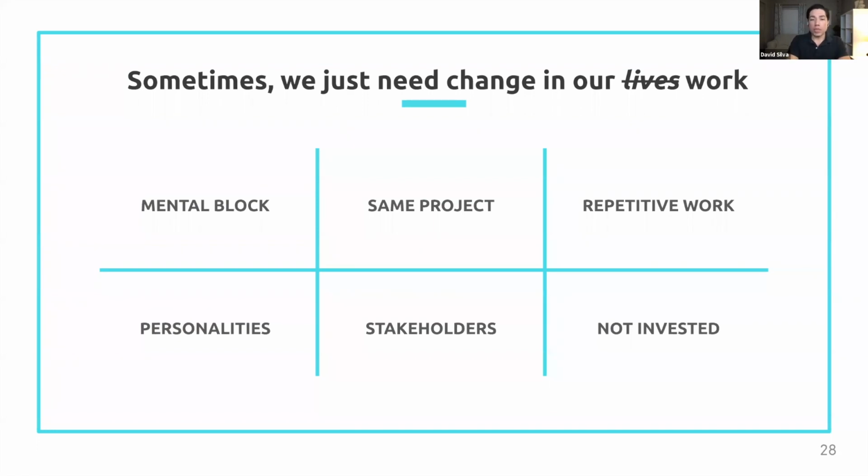But it's also sometimes a matter of personalities. You know, perhaps they're not able to communicate effectively with the team they're working with or the stakeholders, or they're having an issue with someone else in that project.